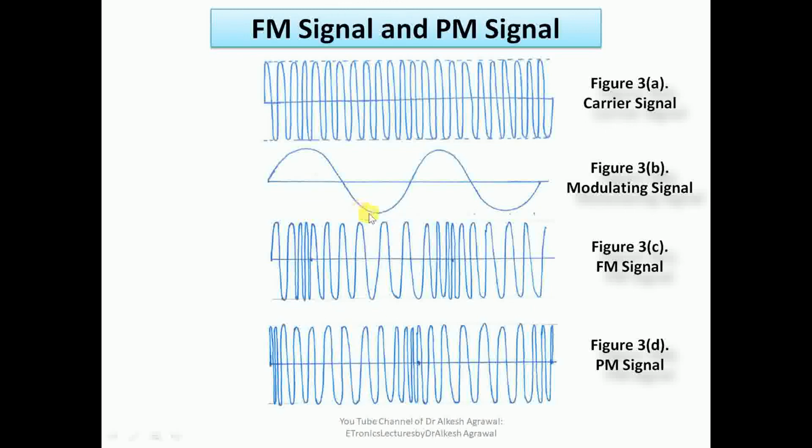And again, from this point the slope goes on increasing, so we have the most dense part. Like this we again have the denser part and the rarer part, or the frequency increases or decreases in the PM signal. So more or less the phenomena are the same, but they occur at different instants. Like this we have an FM signal and a PM signal.